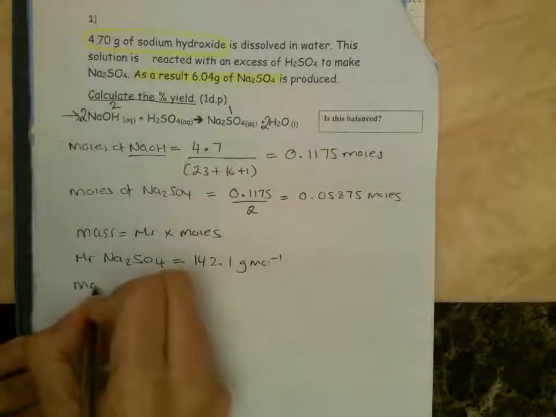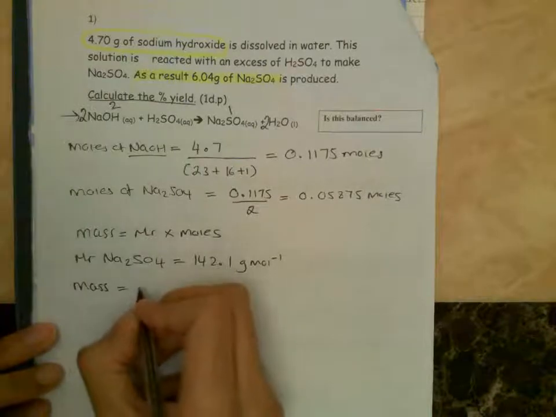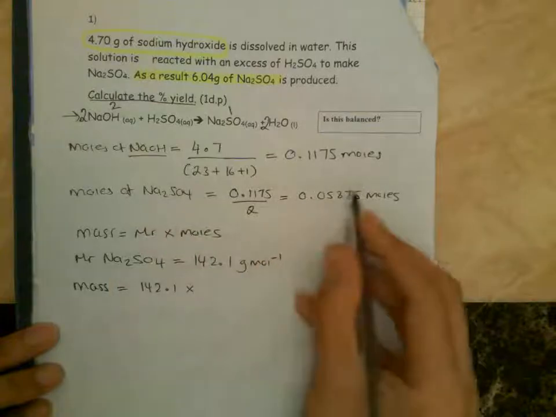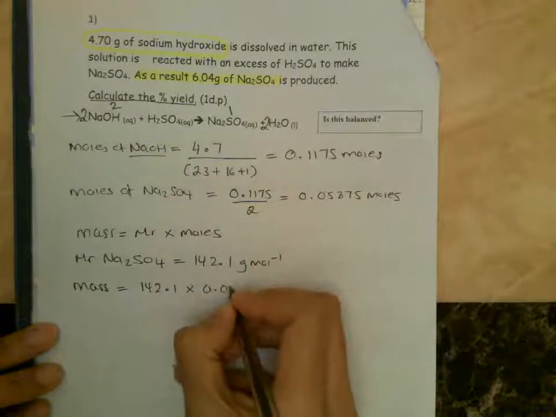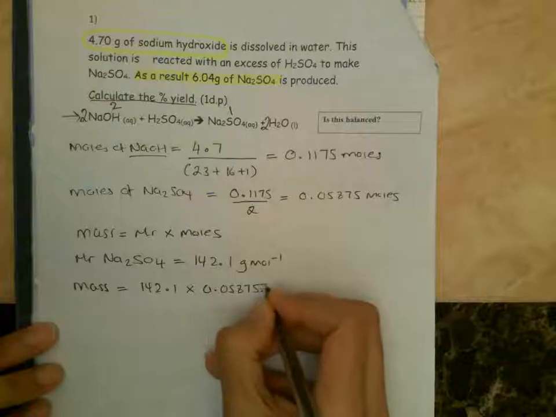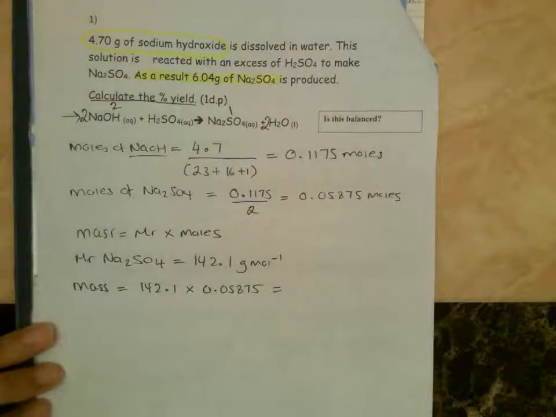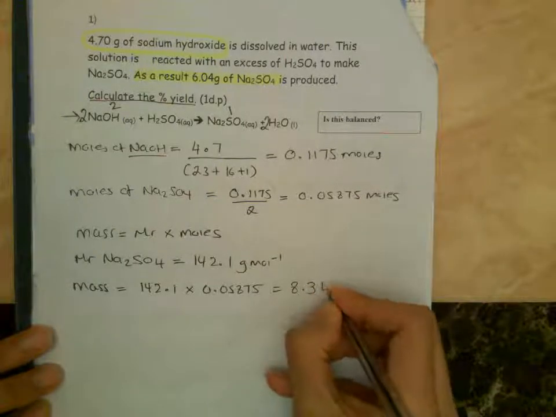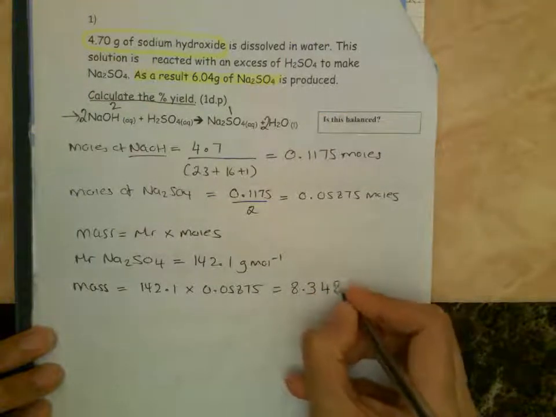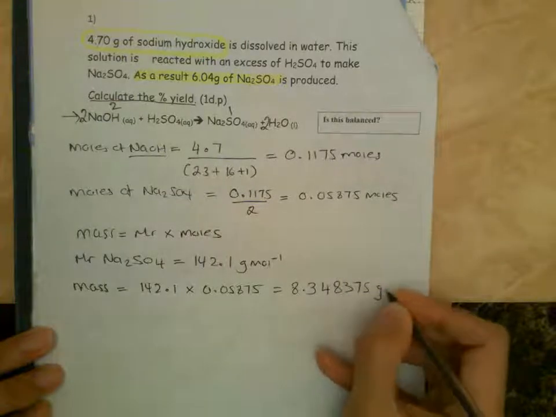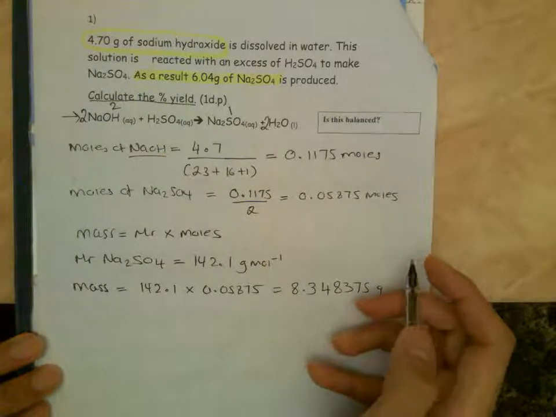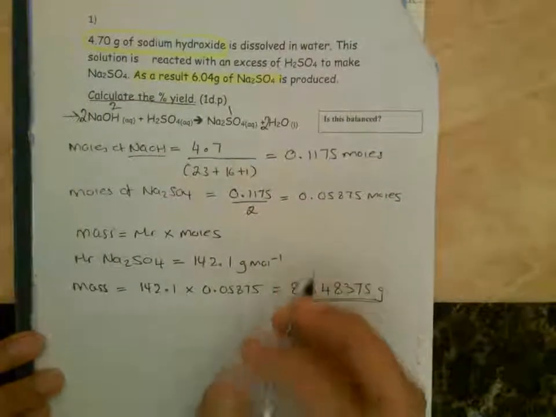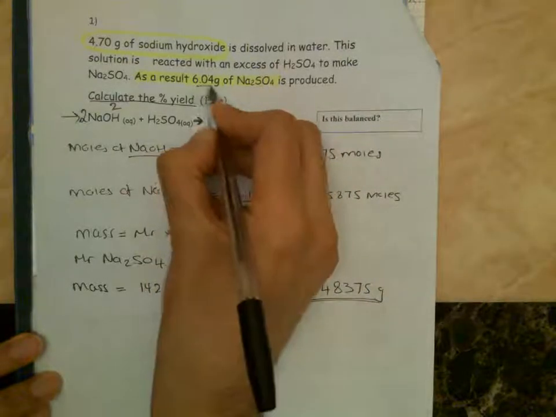Now what we can do is finally calculate the mass. Mass equals Mr, which is 142.1, times the number of moles of sodium sulfate, which are 0.05875, which would give us a mass of 8.34375 grams. So this is our theoretical maximum mass that we could have formed. But the reaction has told us that we actually formed 6.04.